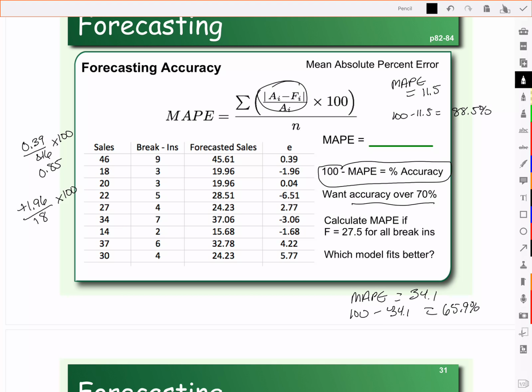So 1.96 divided by 18 times 100 is 10.89. We would do this for every one of our forecasting errors, and then we would add these together, 0.85 plus 10.89 plus all the other numbers, and we would divide by the number of numbers. We divide by 9. To see how to do this in Excel, please see the other YouTube video.